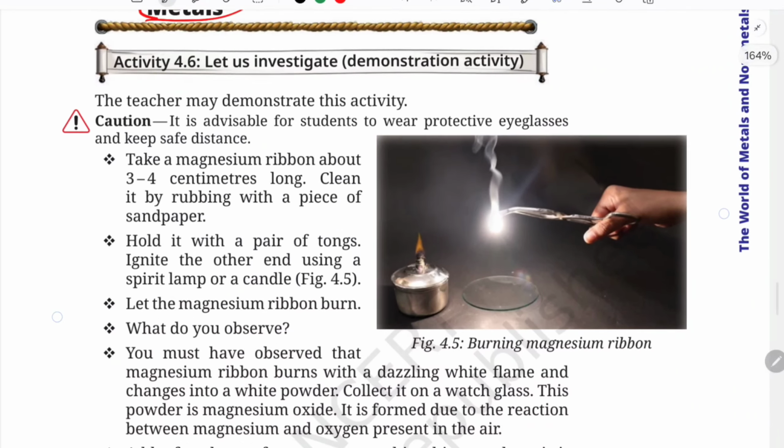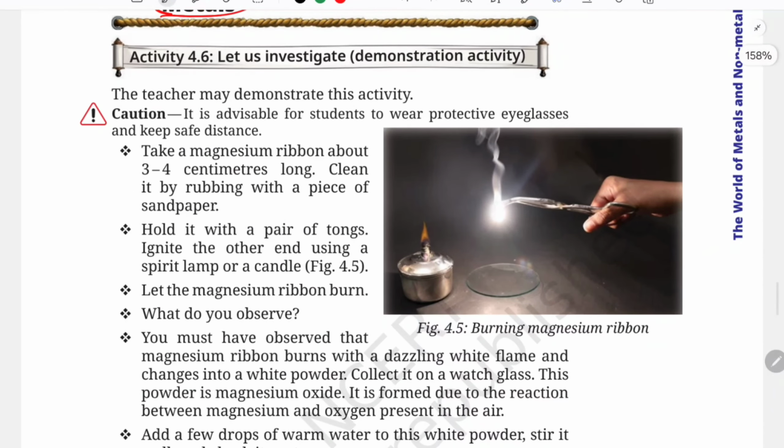Again, in order to understand this, we need to do one experiment. The teacher may demonstrate this activity. Caution, and again there is a caution. Why? Because it is advisable for students to wear protective eyeglasses and keep a safe distance. So in order to do this experiment, what do you need? You'll need some magnesium ribbon about 3 to 4 centimeters long, and you have to clean it with a piece of sandpaper and hold it with a pair of tongs, that is this one, what we call chimta, isn't it?